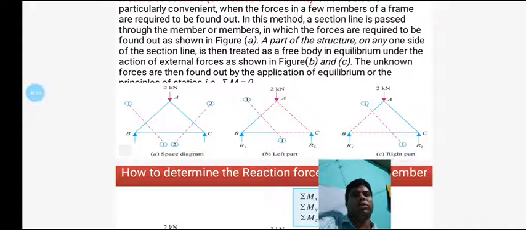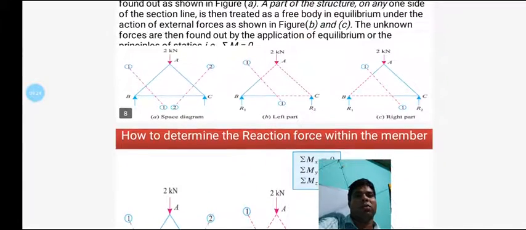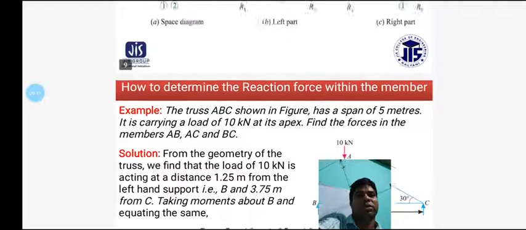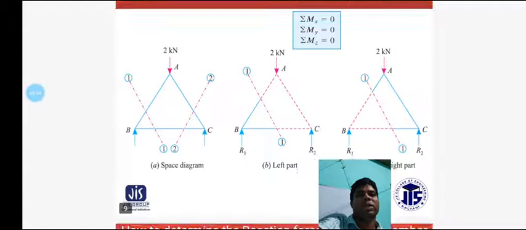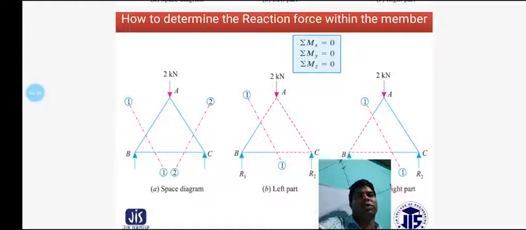So the unknown forces are then found out by the application of the equilibrium principle on the different sections. That means the summation of Mx is equal to 0, summation of My is equal to 0 and summation of Mz is equal to 0. Now the next point is how to determine the reaction force within the member. Now this is a diagram of how to determine the reaction force within the member.